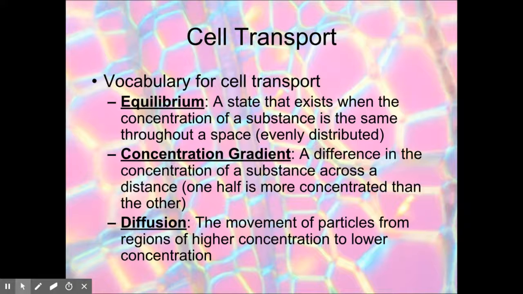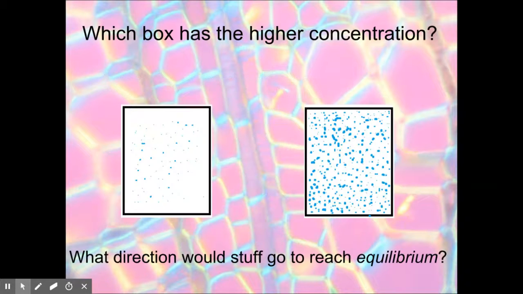And so the first one we're going to talk about is passive transport. Before we do that, if you look at these pictures, you can probably figure out this stuff without even really getting any of the notes yet. So if you look at these boxes, first, which one has the higher concentration of stuff? The blue dots are stuff. Okay, well, the box on the right has more blue dots. So the box on the right has a higher concentration.